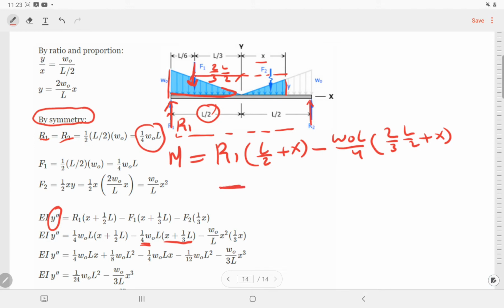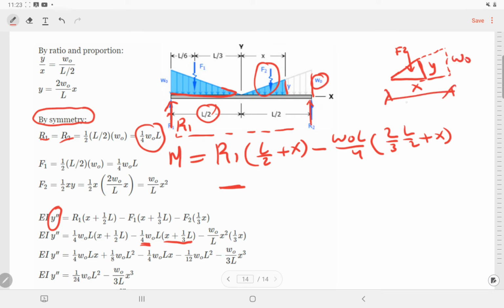We have also minus f2. What about f2? We need to find it using y. We have x, so I'm going to put it here like that. So we have y, we have x, and I need f2. This one is w naught, and this distance is l over 2. I'm going to find y in terms of w naught l over 2. So y over x should be w naught over l over 2, so y equals 2 w naught x over l. So I'm saying minus f2.